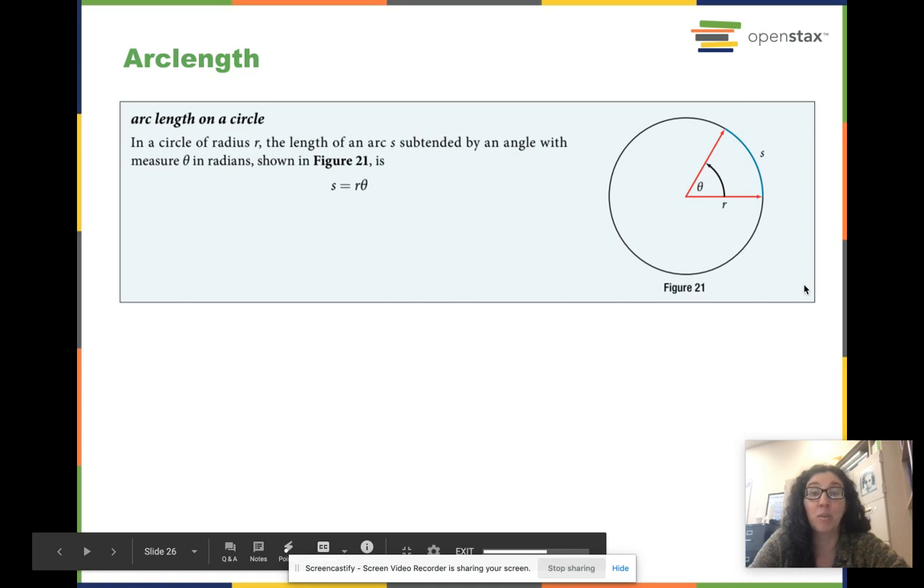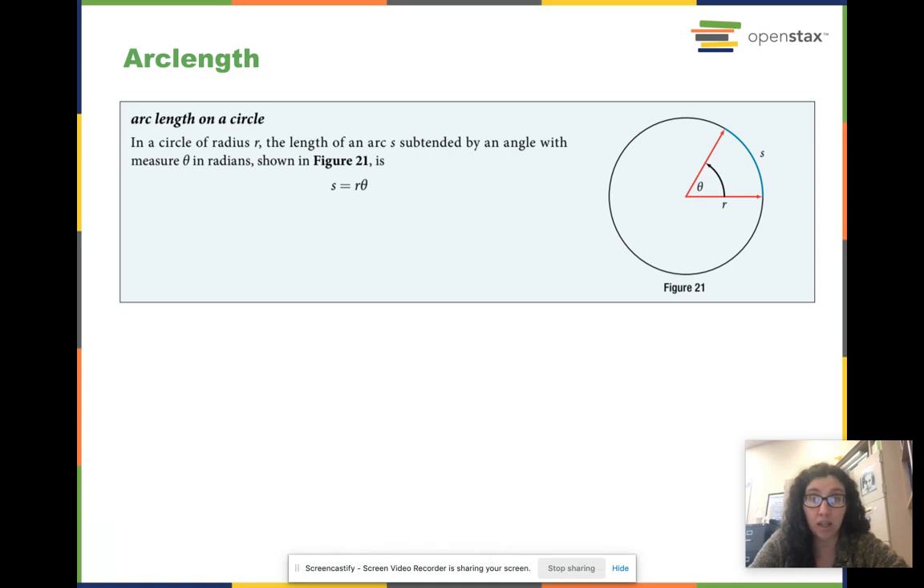All right, so let's talk about two different topics, arc length and the area of a sector. So first, let's think about arc length. Here's what arc length is. Arc length is just the length of the arc, S, like I mentioned before, we use S for arc length, subtended, I mean kind of like sketched out, by an angle with measure theta in radians.